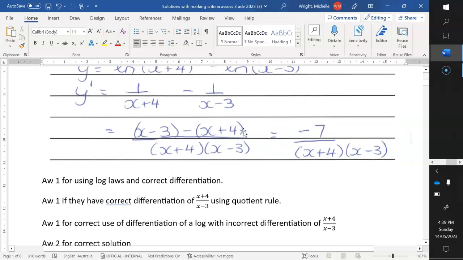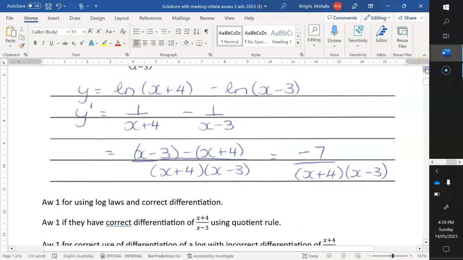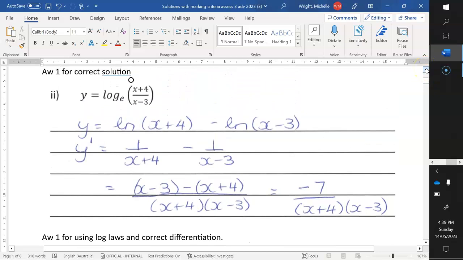And the way that was marked, because it was a 2-mark question, was if you used the log laws and differentiated correctly, you got a mark. When you left it like this, you had to go all the way down here to get your 2 marks. If you have correct differentiation of this using the quotient rule, so I looked through your working when you did it the other way and allocated marks where I could. You got 1 mark for the use of differentiation of a log with incorrect differentiation of this part here, and 2 marks if you got it right all together. So I would suggest you go and practice this one. It's a very straightforward question if you split up using your log laws.